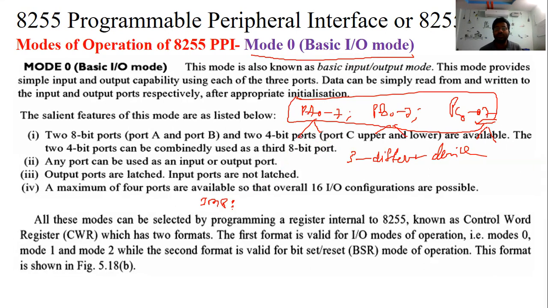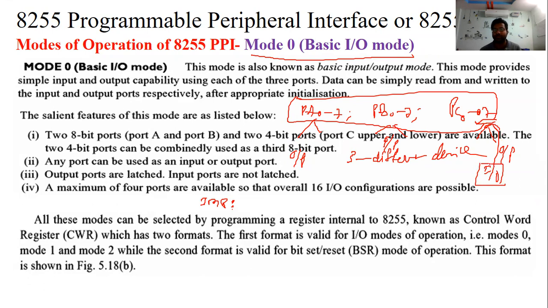Nothing but the same port will work as an input and output port at a time, so it is not possible in this mode. Only this is possible: you are going to connect either an input or an output device only. For suppose, port A we can connect as an output port, port B may be an input port, port C may be an output, whatever may be the combination. But you are not going to connect the input and output device at a time.